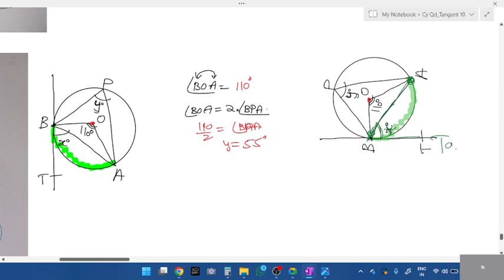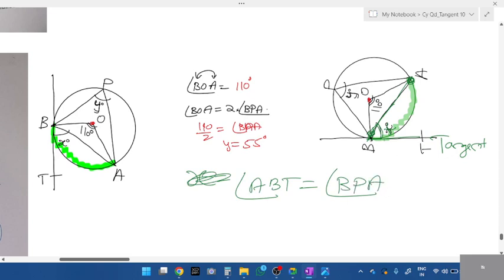This chord is touching the tangent, right? That will be equal to which side? That will be equal to which angle? Angle P. Is this clear? All of you understood? X is equal to Y. So you can write angle ABT is equals to angle PBA. One question is enough. This is alternate segment concept.